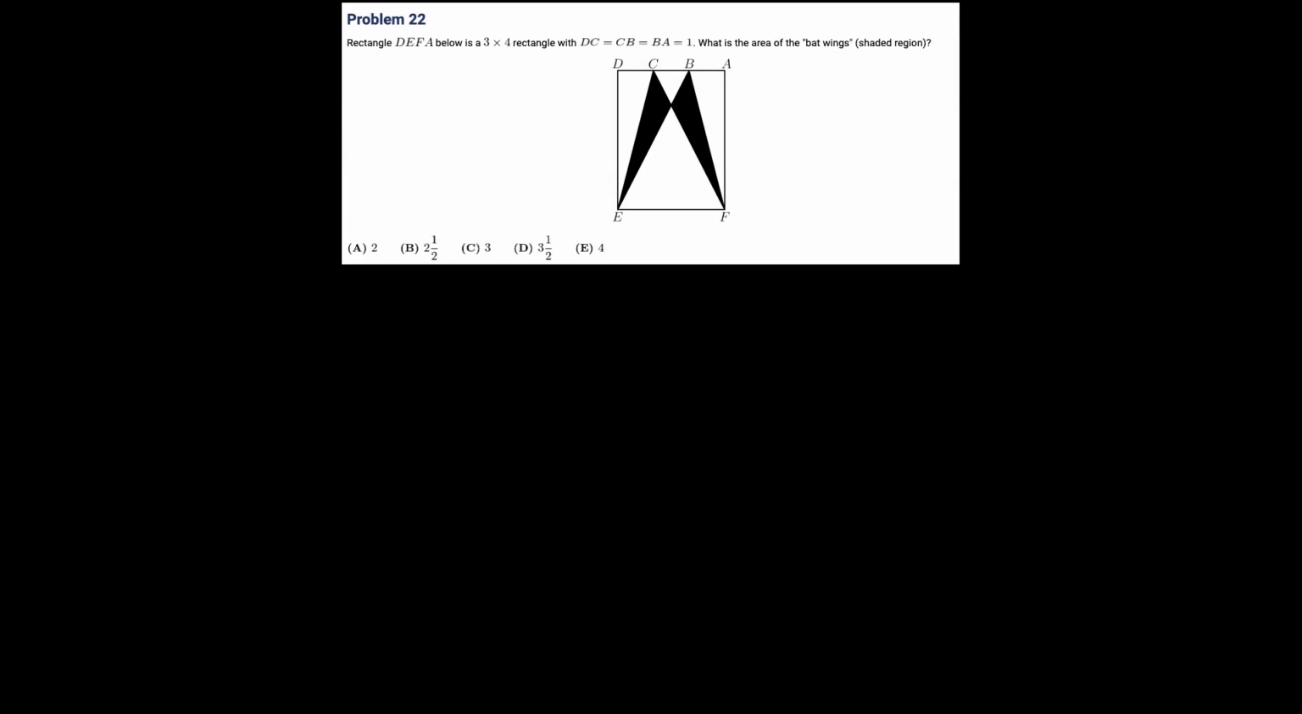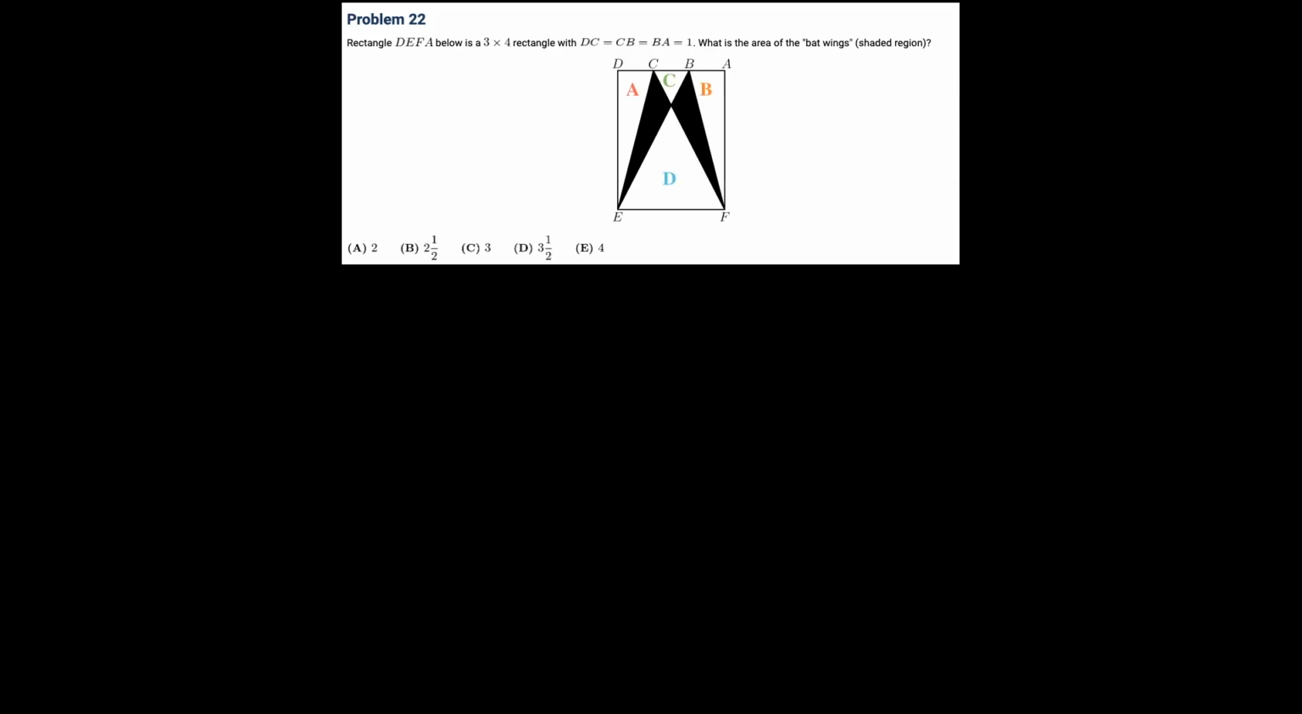The bat wings seem to be two congruent obtuse triangles connected at one point, but we don't have any angle measures or side lengths, so how can we find the area? Well, look at the unshaded white triangles. It seems like we can find the area of those. Let's label them A, B, C, and D.